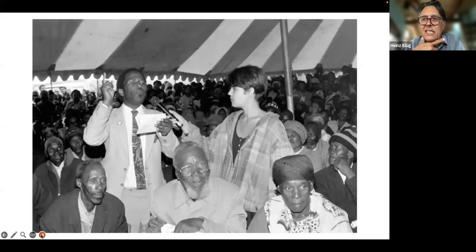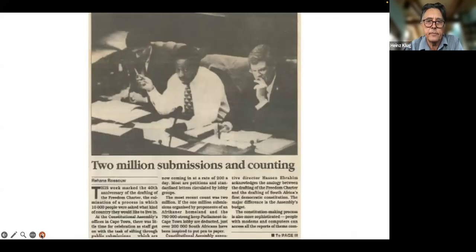Here are meetings that were held throughout South Africa where people were asked to give their opinions, to talk about the Constitution, talk about the process that was ongoing. And of course, they record that 2 million submissions were actually handed into the Constitutional Assembly.